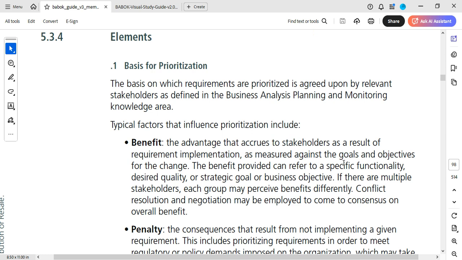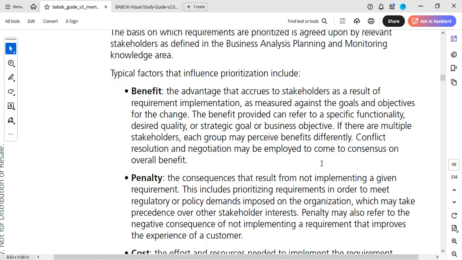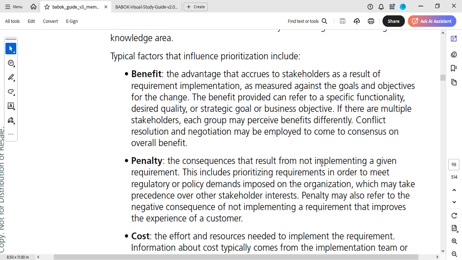Let's go into the elements. So, the number one element here is basis for prioritization. Why are you doing this prioritization actually? The basis on which requirements are prioritized is agreed upon by relevant stakeholders as defined in the business analysis planning and monitoring knowledge area. So they will be the ones to take the decision on the prioritization also.